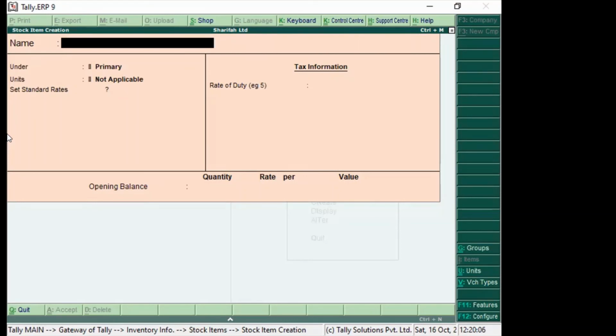So we've entered all inventory items. You first enter inventory. So you can escape.